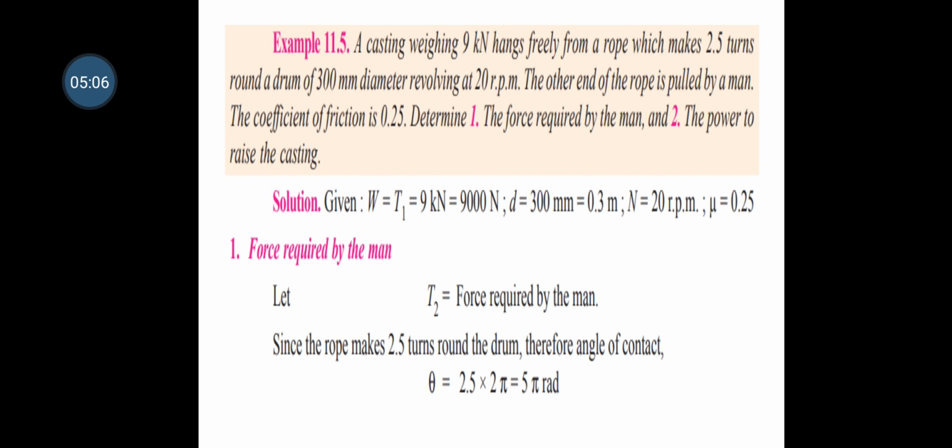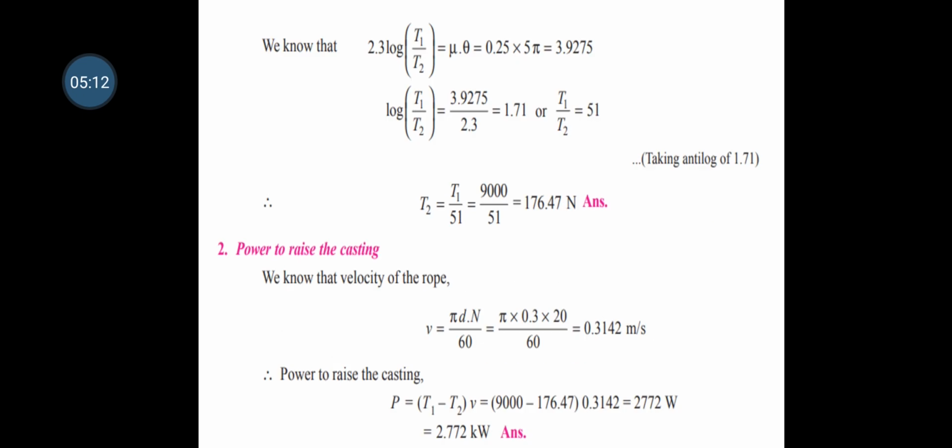We know that 2.3 log of T1 divided by T2 is equal to mu into theta. Substituting these values, we get T1 by T2 is equal to 51. We already know the T1 value, 9000 Newton. Substituting these values in T1 divided by T2 is equal to 51, T2 is equal to 176.47 Newton.